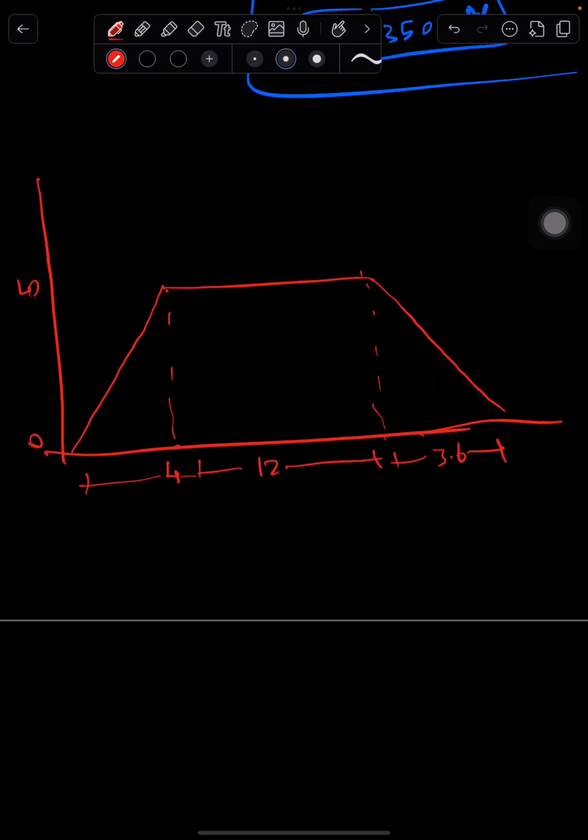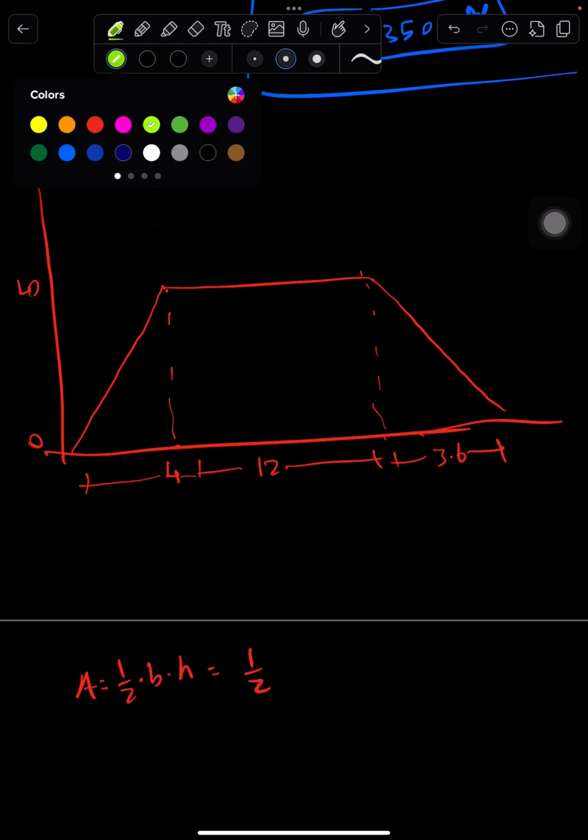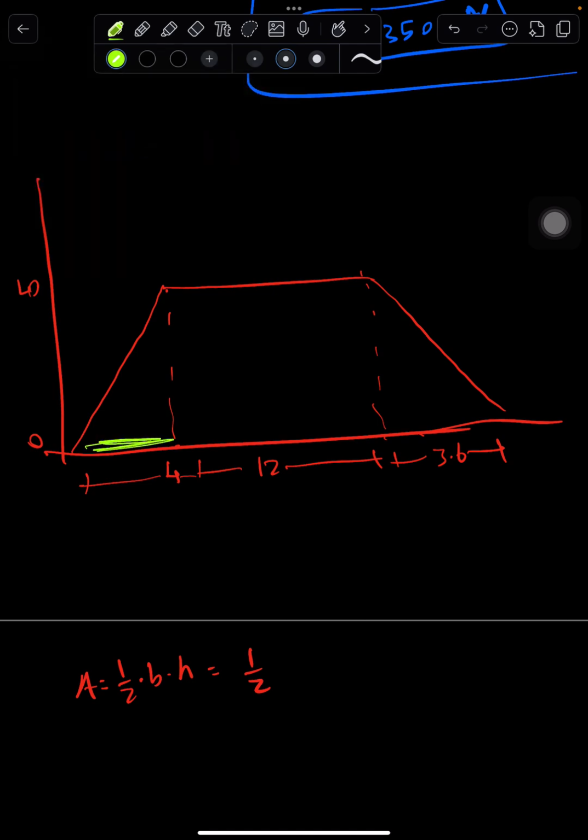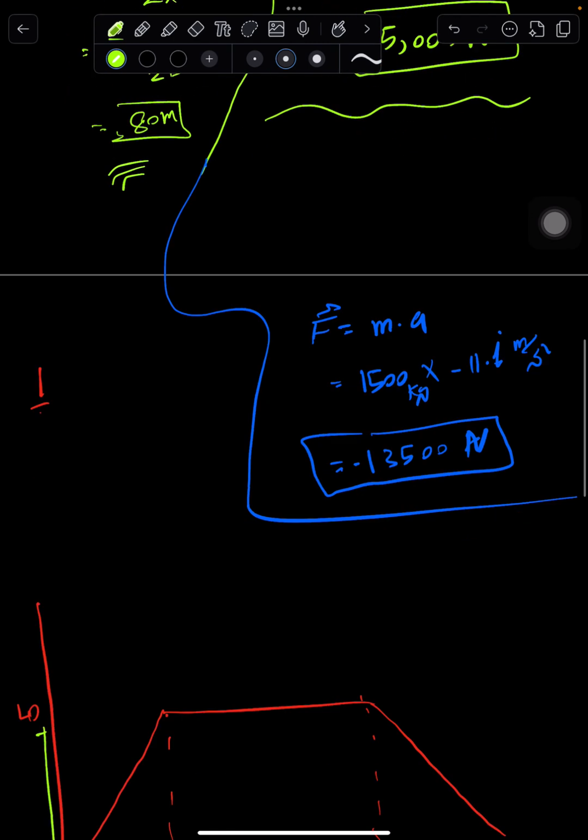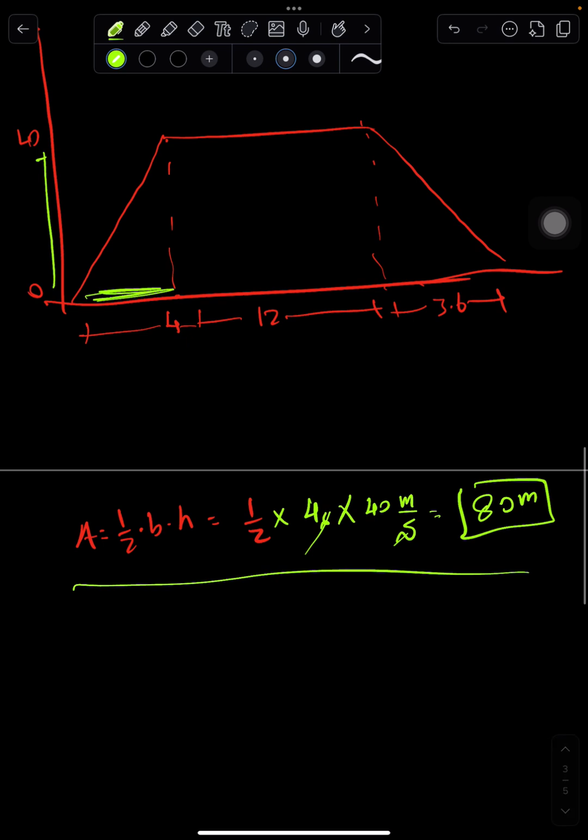So the area of the triangle is half base times height, and the base in this case is 4 seconds. So that's half times 4 seconds times the height, which is 40 meters per second. Seconds cancel with seconds. Half of 4 is 2, multiplied by 40. That is 80 meters, which is the same as the answer we got in the previous analysis using the equation.